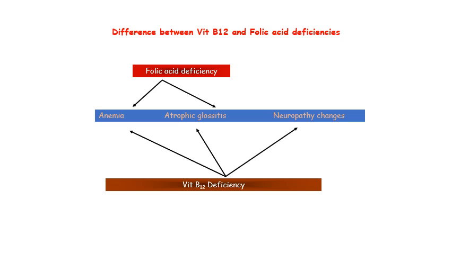So here is the difference between vitamin B12 and folic acid deficiencies at the clinical level. As we have mentioned, folic acid deficiency can be associated with anemia and atrophic glossitis, but no neurologic involvement, while vitamin B12 deficiency can be associated with anemia, atrophic glossitis, and neuropathic changes.